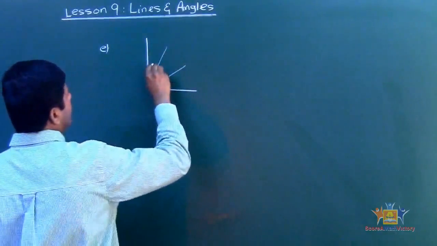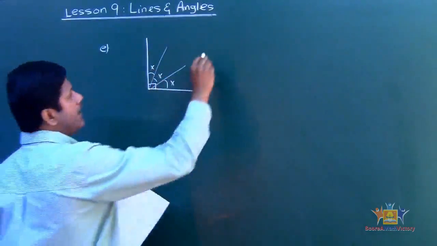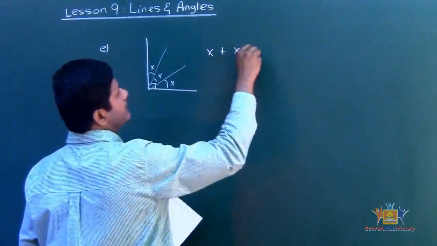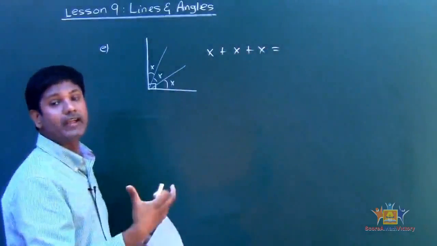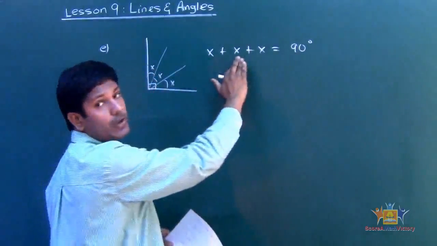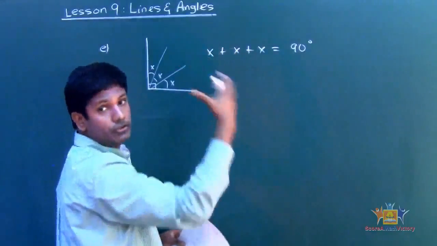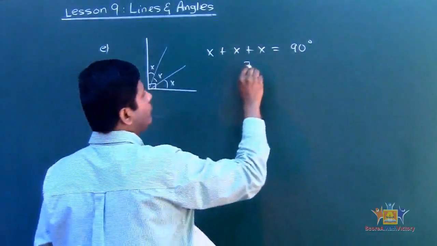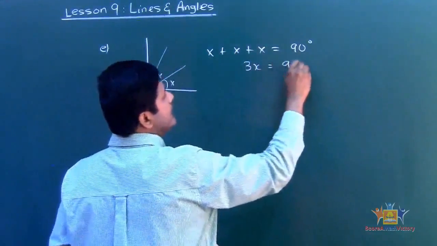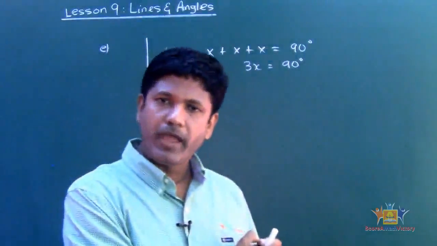And I told you this is x, and this is x. So that means x plus x plus x should give me what? The total angle, which is 90 degrees. So x plus x is 2x, plus x is 3x, because apple plus apple plus apple is 3 apples. So that means 3x equals 90 degrees. And you're looking for x. What's 3 doing to x?